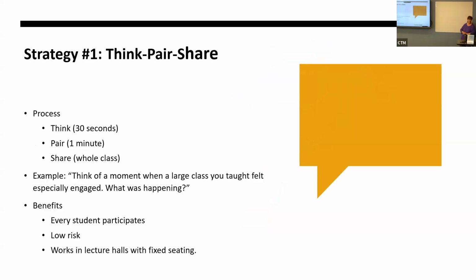So the first one we've just done: a think, pair, share process. Think for about 30 seconds. Discuss in a pair for about a minute, and then share with the whole class. That's going to vary time-wise, depending on where the discussion goes. A good example of doing this, which we've already done, would be: think of a moment when a large class you taught felt especially engaged. What was happening? We've been sharing those kinds of things.